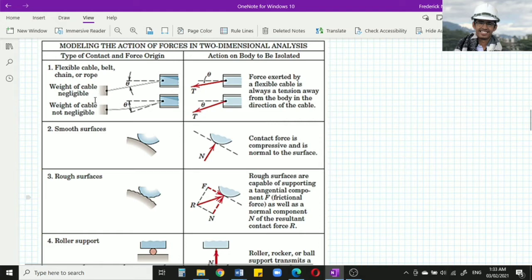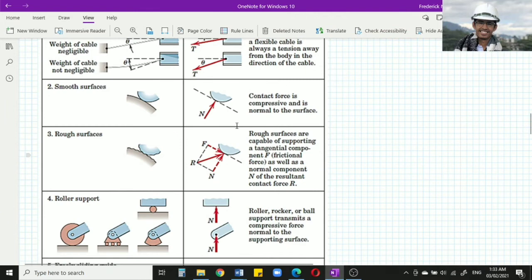So first is we have the flexible cable, belt, chain, or rope. So, sabi niya dito sa action on body to be isolated, force exerted by a flexible cable is always a tension away from the body in the direction of the cable. So, if you have a rigid body and may nakakabit siyang cable, belt, chain, or rope, so always na yung ina-exert ng cable is tension.